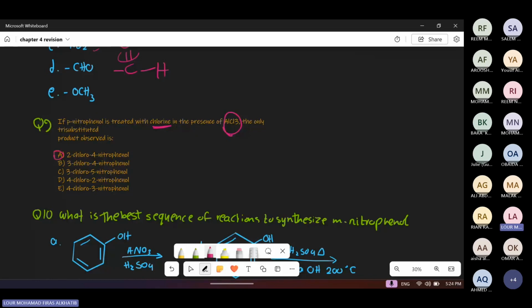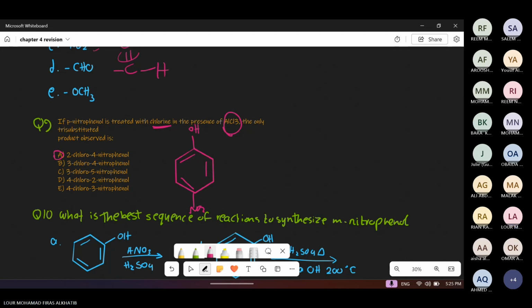Why is it A? This also needs a little bit of thinking. I get why you would be confused between A and C. Now you'll see why. Okay, let's draw our structure. Again, always draw. It's a lifesaver. With our little bonds. Okay, we have p-nitrophenol. What does para mean? One here and one here. We have our OH and we have our pretty nitro.